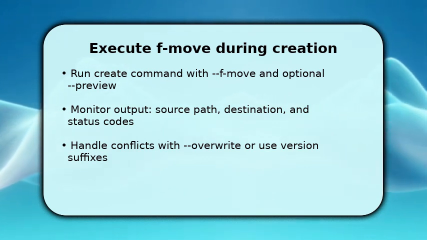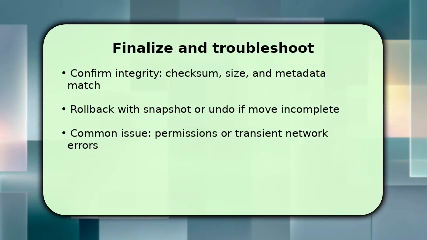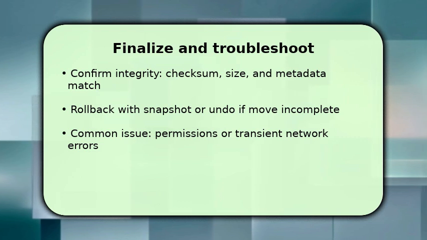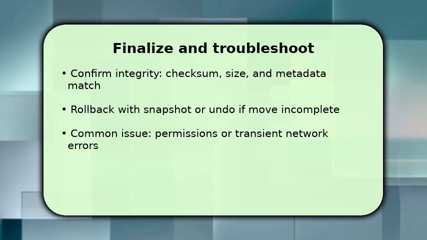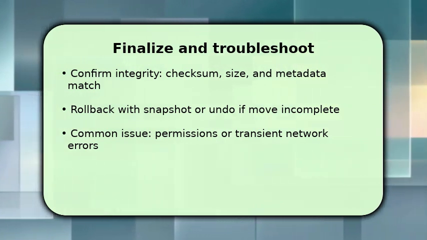Finalize by validating integrity. Compare checksums, sizes, and metadata to ensure the created object reflects the moved source. If validation fails, roll back using a snapshot or the undo command immediately to return to the prior state. Make sure to free any locks and rerun the operation after fixing root causes.